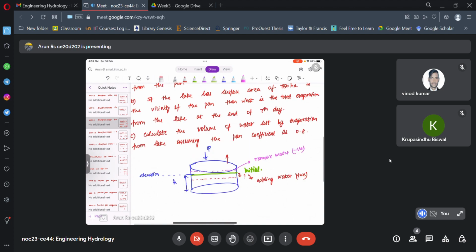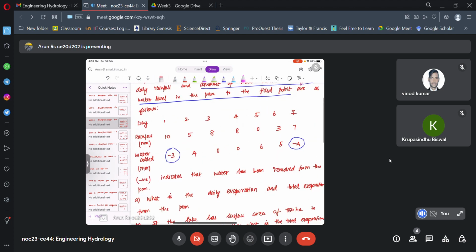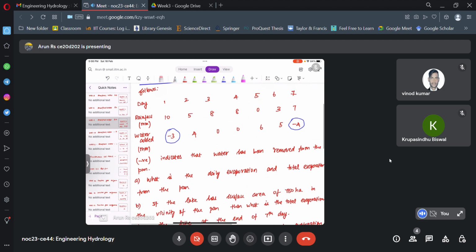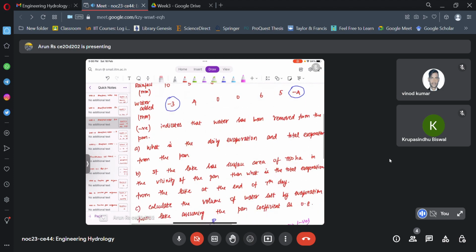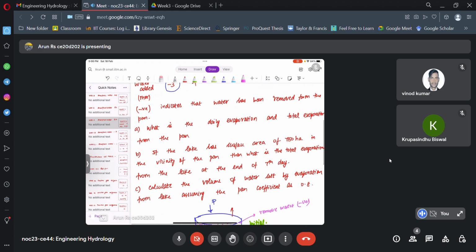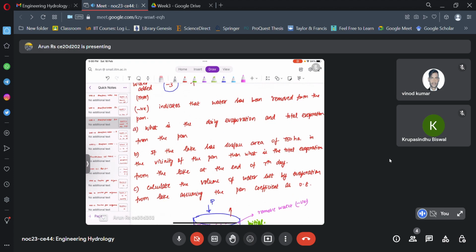Now if you see the table, the first day the rainfall is 10 mm, and the amount of water added is -3. It is possible that on that particular day you might not have that much evaporation, so the water level went above the fixed level and you are removing some water. That is what is given in this table. So the negative indicates that water has been removed from the pan. Now we need to compute the daily evaporation and the total evaporation from the pan at the end of 7 days.